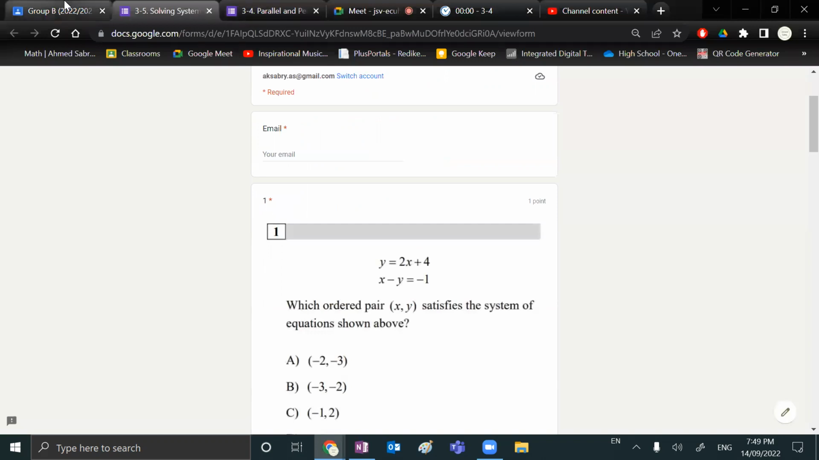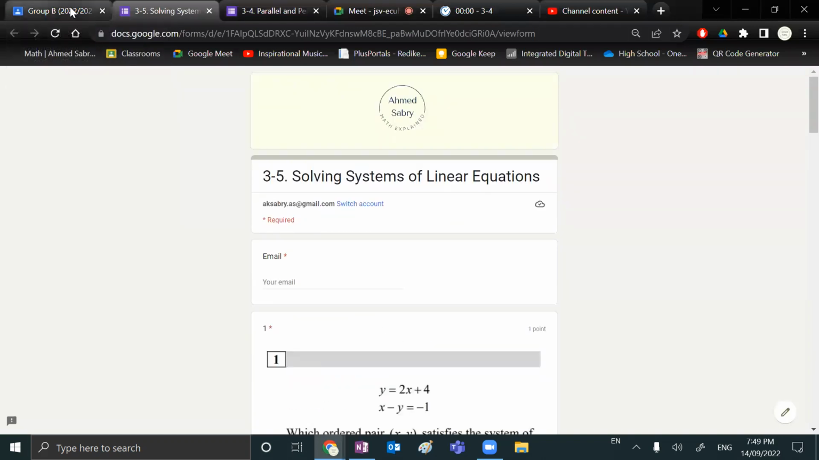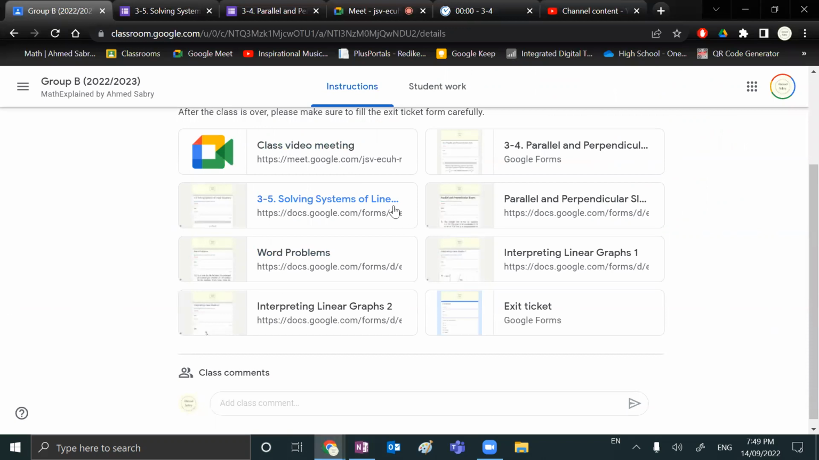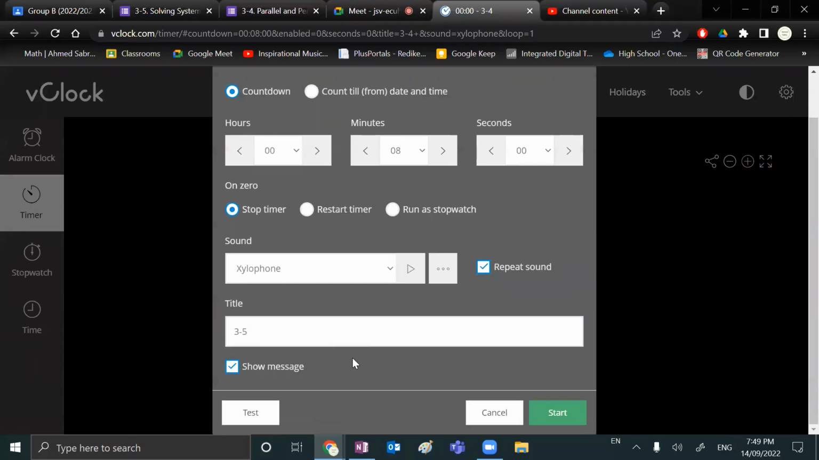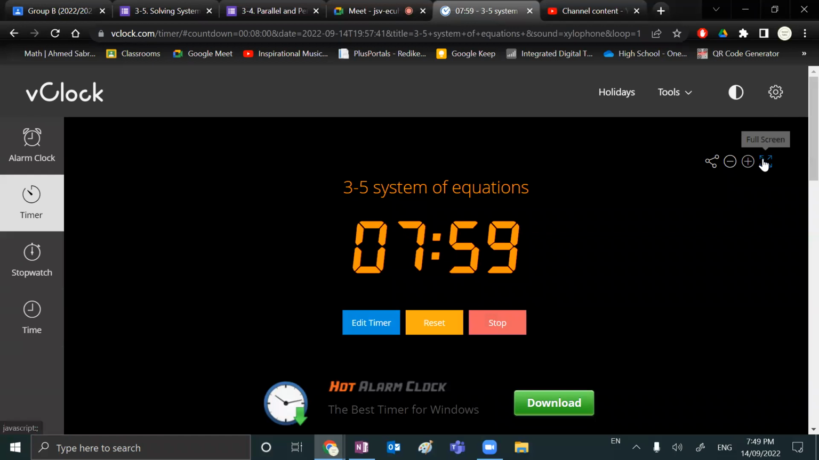Let's check some questions. Solving systems 3-5. Let's start with this one. I don't think we'll have enough time to actually do the others with each other, but hopefully we'll at least get to discuss a couple of questions there as well. So let's try 3-5 systems of equations, and I'll give you 8 minutes for all 6 questions. 8 minutes starts now. Good luck.